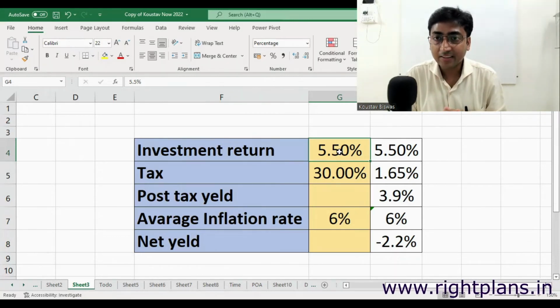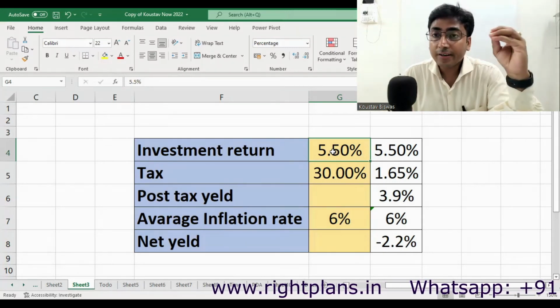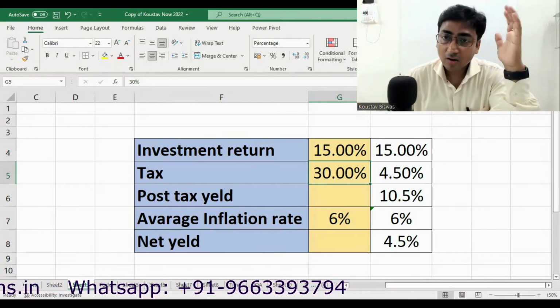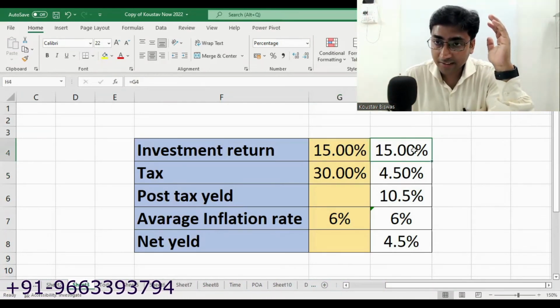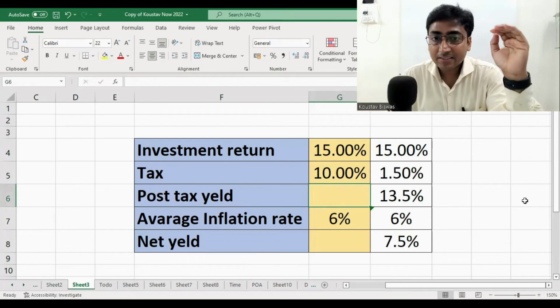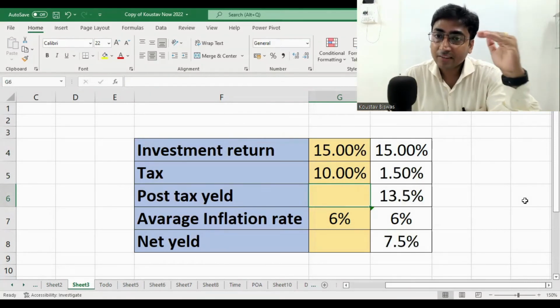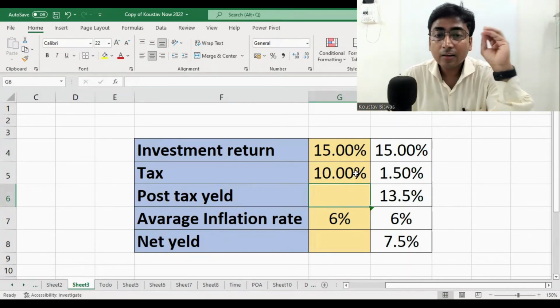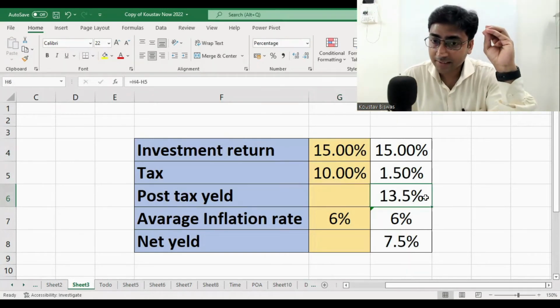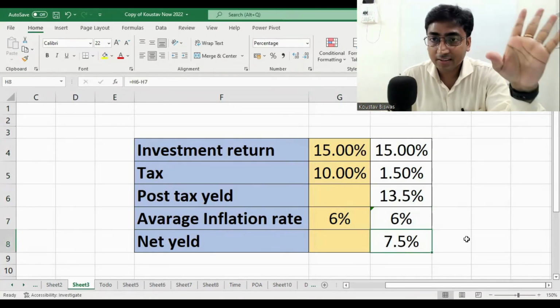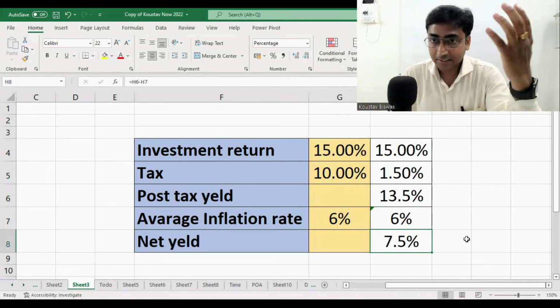We do financial planning. What will happen if you are investing into equity or equity oriented investment, you are expecting 15% kind of return. Okay, if it is 15% return, and it is a long term capital gain, then you need to pay 10% on your profit after 1 lakh of profit. Just for calculation purposes, I'm considering 10%. Your post-tax return is 13.5%. If your average inflation is 6%, still 7.5% is your profit.